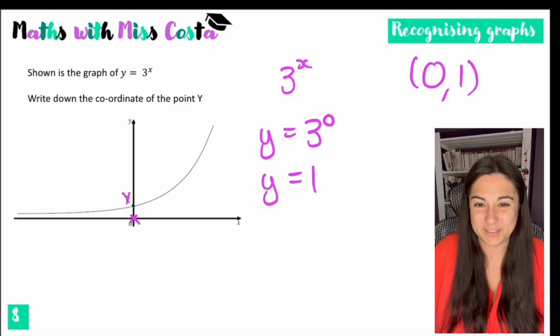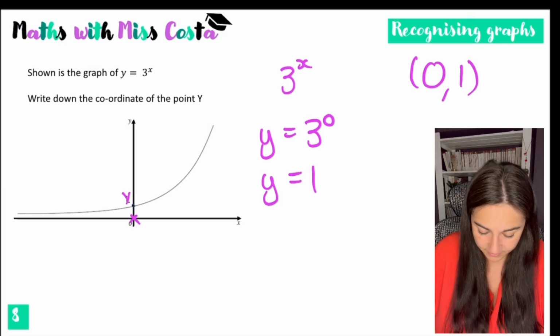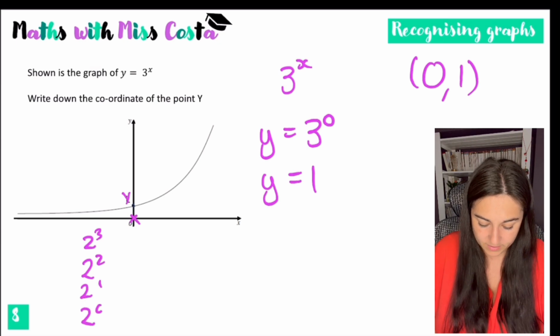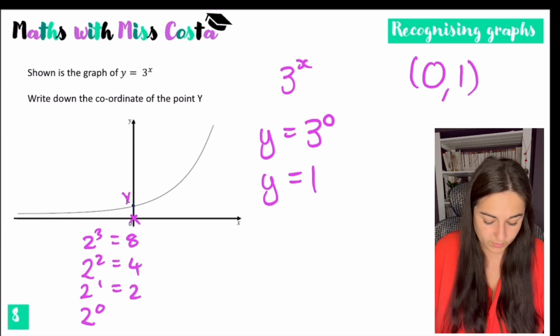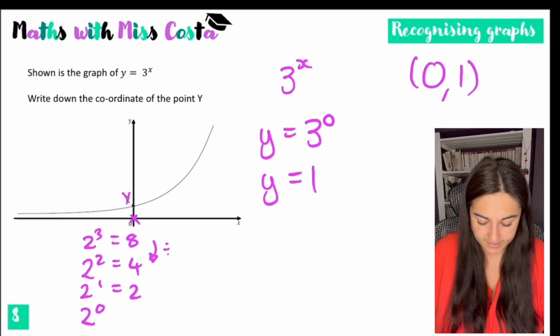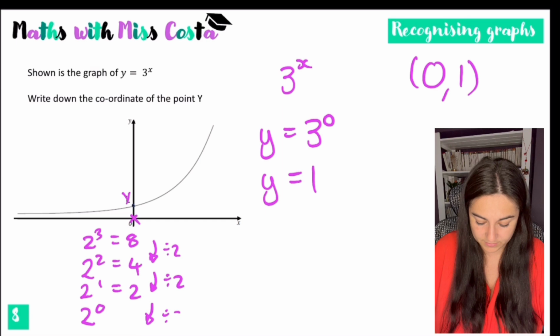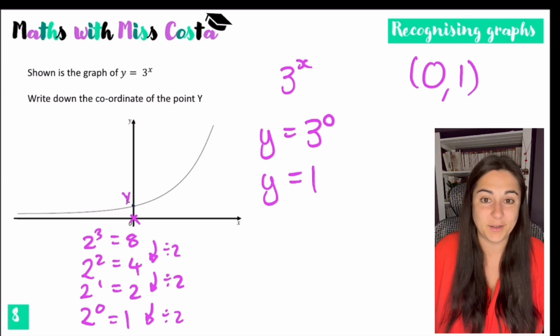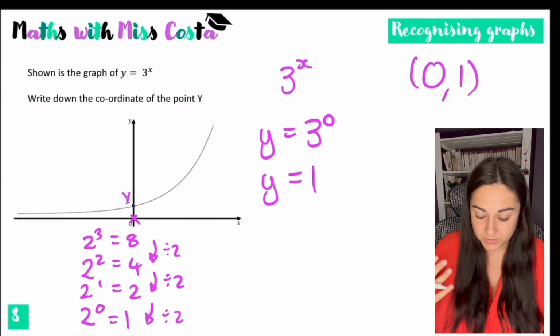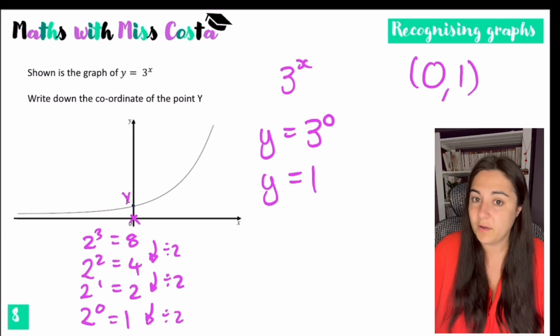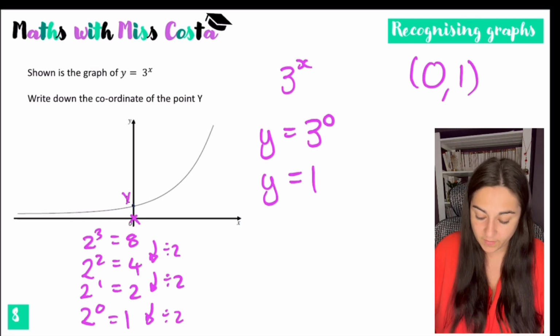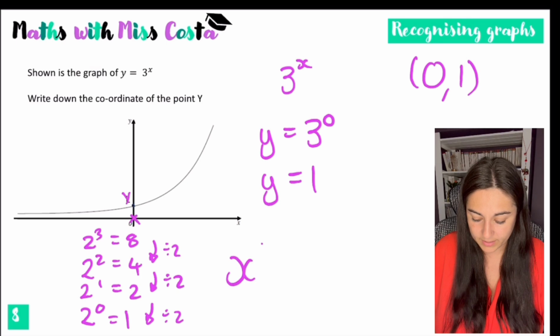Now just quickly to demonstrate why things are to the power of 0, let's say 2 squared, 2 cubed, 2 to the power of 1, 2 to the power of 0. 2 cubed is 8, 2 squared is 4, 2 to the power of 1 is 2. What's happening each time? You're dividing by 2. So therefore, if we follow the pattern, what's 2 divided by 2? 1. Okay, so I know it seems counterintuitive, but 2 to the power 0, 3 to the power 0, 472 to the power of 0, anything to the power of 0. So x to the power of 0 is 1.